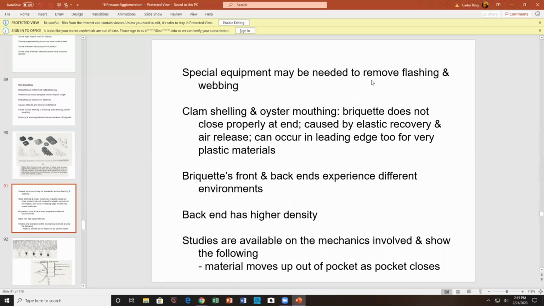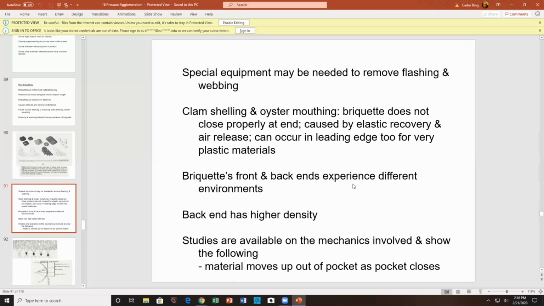Special equipment may be needed to remove flashing and webbing. Well, put it in the tumbler. Clamming, or oyster mouthing: the briquette does not close properly at the end, causing elastic recovery and air release. This can occur in the leading edge too for very plastic materials. That's interesting.